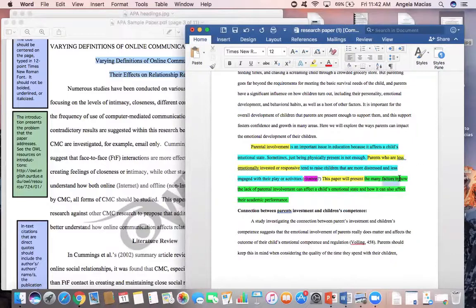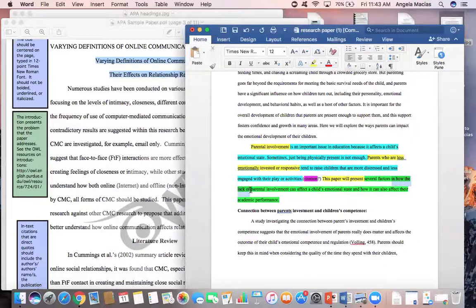I don't think it's really wrong, but I do think this "in how" sounds a little strange to me. It kind of throws me off. So I would like to revise that, and let's think of a way we could say it that might flow a little better. "This paper will present the many factors." How about we just say "several factors"? "This paper will present several factors related to parental involvement," maybe. I think that would sound a little bit better than "in how."